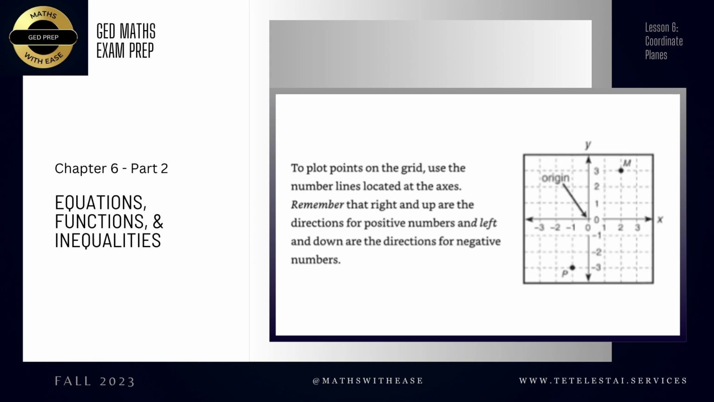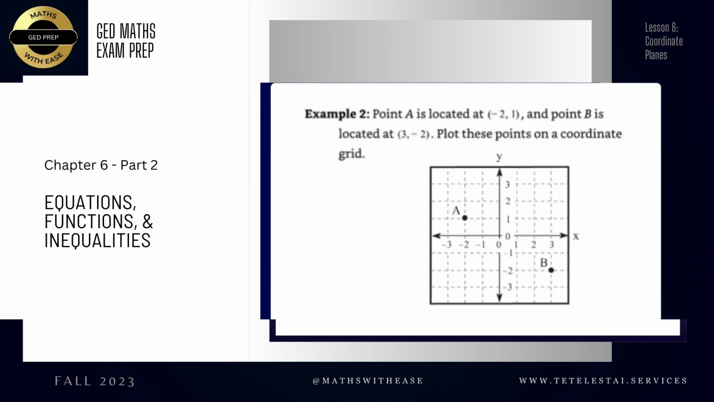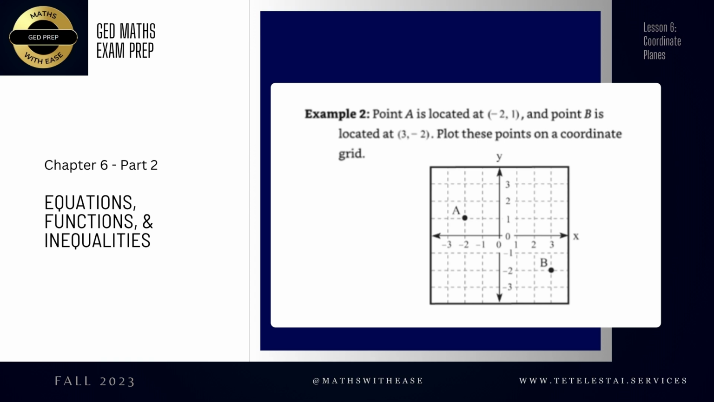To plot points on the grid, you want to use the number lines located on the axes. Remember that right and up are directions for positive numbers, and left and down are directions for negative numbers. In this example, we're told that point A is located at -2, 1, and point B is located at 3, -2. Plot these points on the coordinate grid.